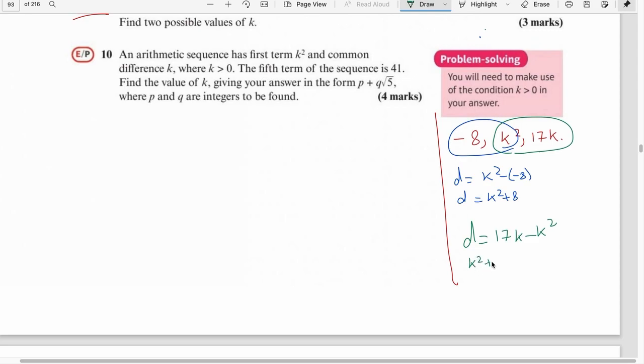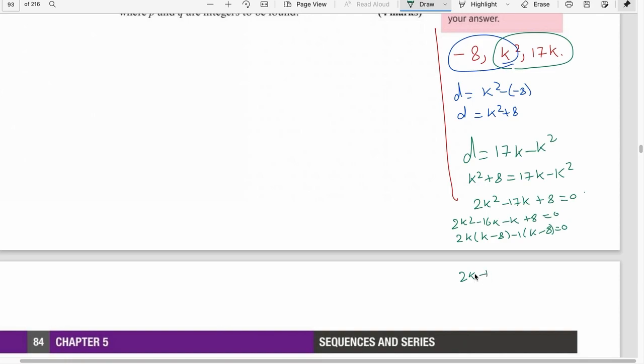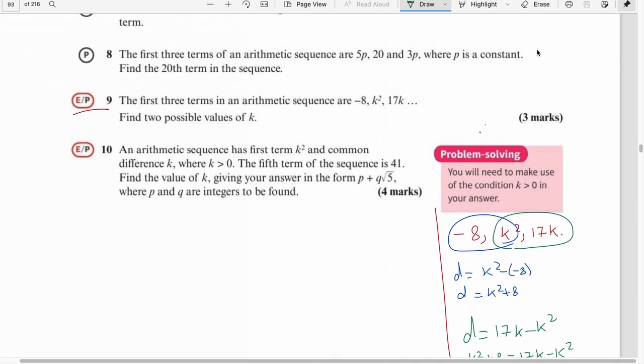So k squared plus 8 is equal to 17k minus k squared. We rearrange, this becomes 2k squared minus 17k plus 8 is equal to 0. So to get two different values, 2k squared minus 16k minus k plus 8 is equal to 0. And taking out common factors, 2k(k minus 8) minus 1(k minus 8) is equal to 0. That would be (2k minus 1)(k minus 8) is equal to 0. So one is k is equal to 8. And the other is k is equal to 1 by 2. These are the two possible values.